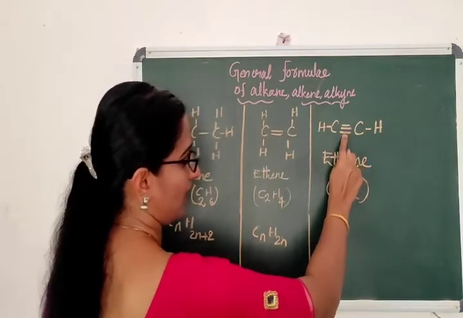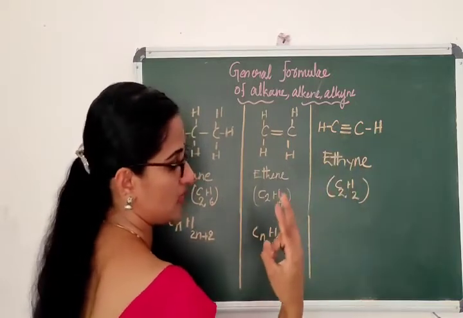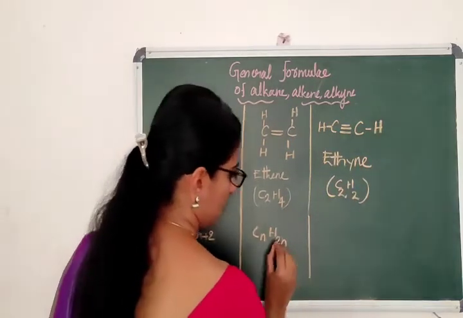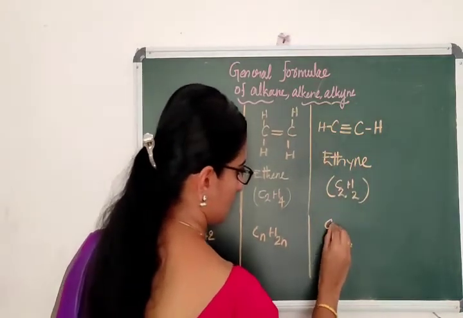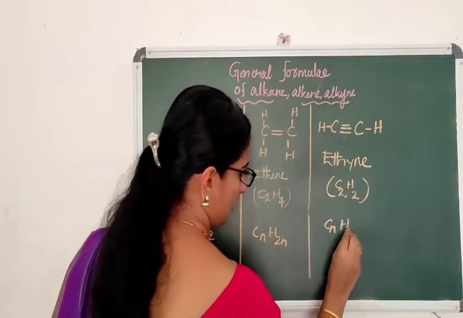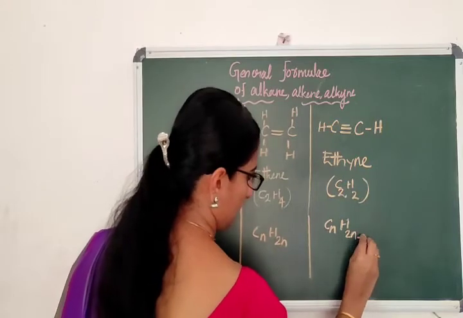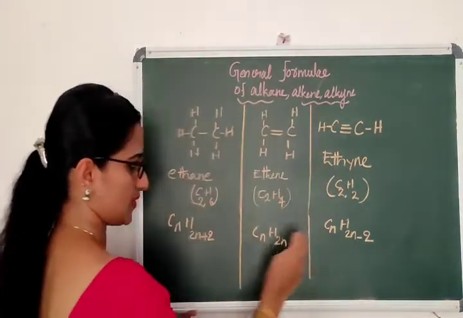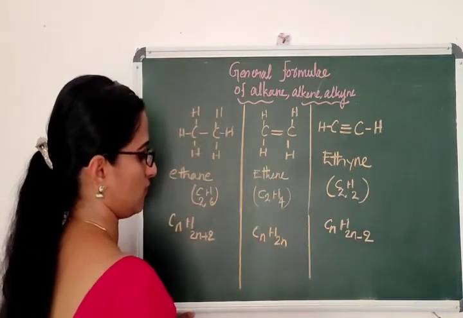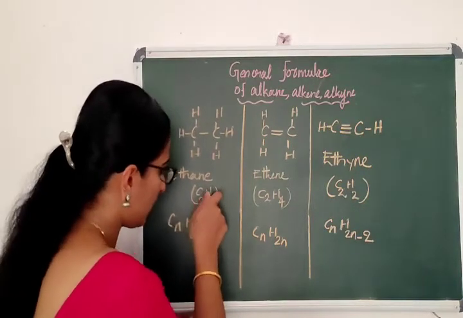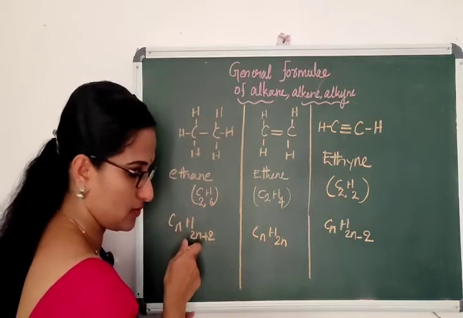When coming to the alkyne series, what is the general formula? Again one more bond has come. That time 2 more hydrogen is reduced. Okay. From this 2 more hydrogen is reduced when it comes to alkyne. So the general formula is CnH2n minus 2. This is the general formula of alkyne series. Okay, you can continue this series by using this formula.